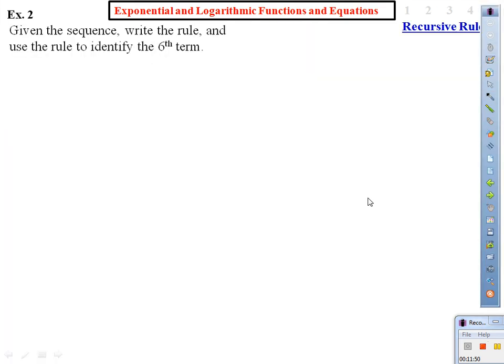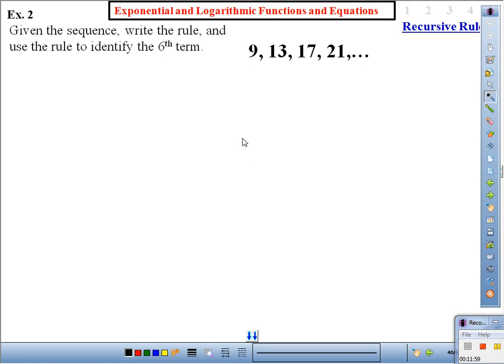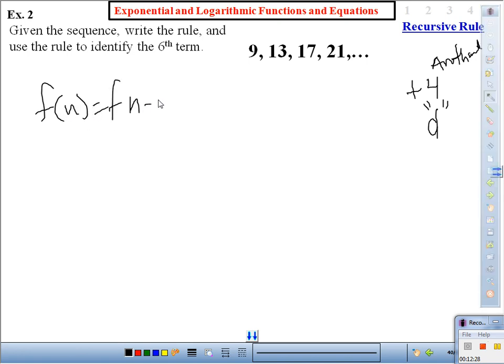So then from there, I gave you guys a practice one, which looked like this. And I said, all right, so let's find out what's happening from here to here, from here to here, from here to here. And everybody said that we're doing what? Adding 4. If we're adding, that means that it's arithmetic. That means this is our d. If that's true, then we know what form to use. Is that correct? f of n equals f of n minus 1.